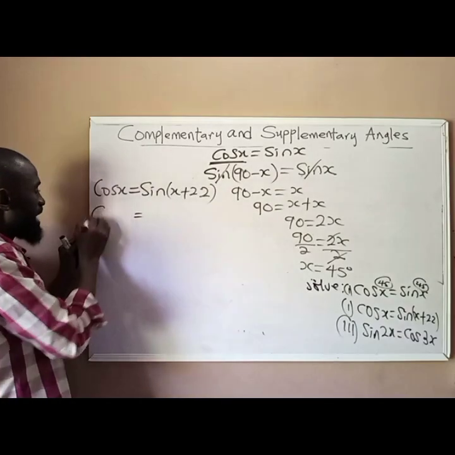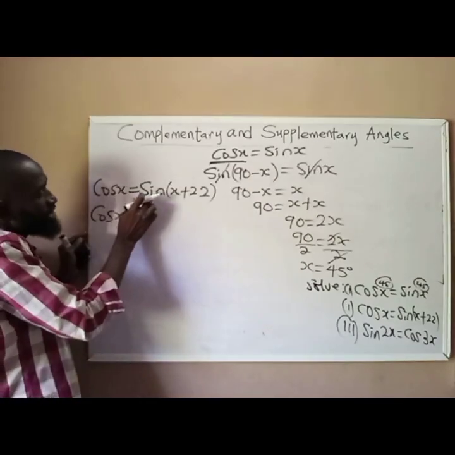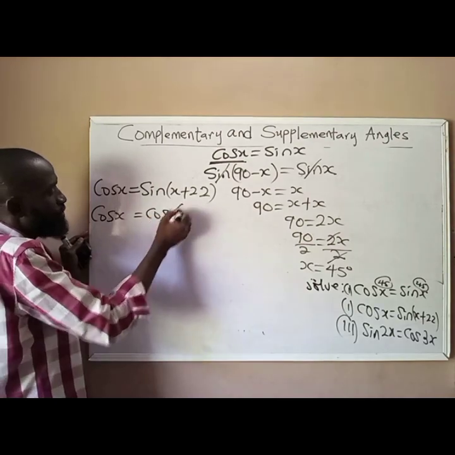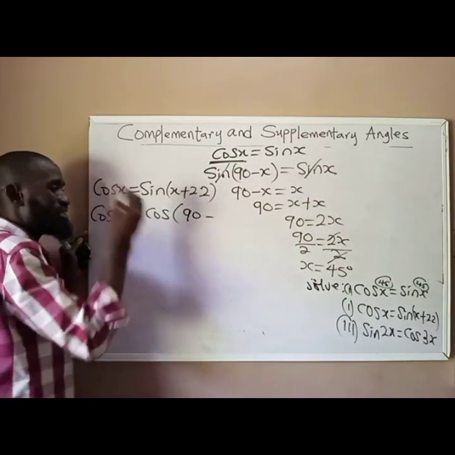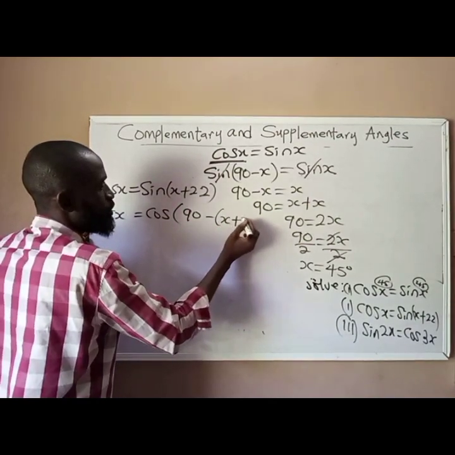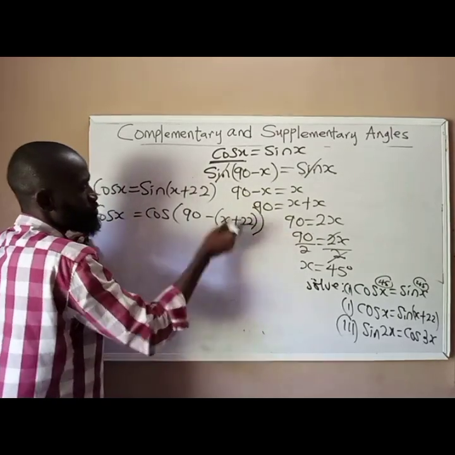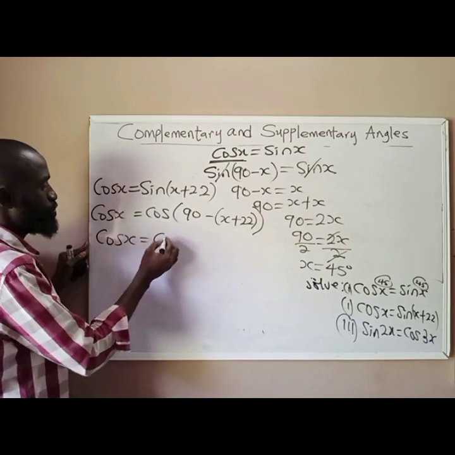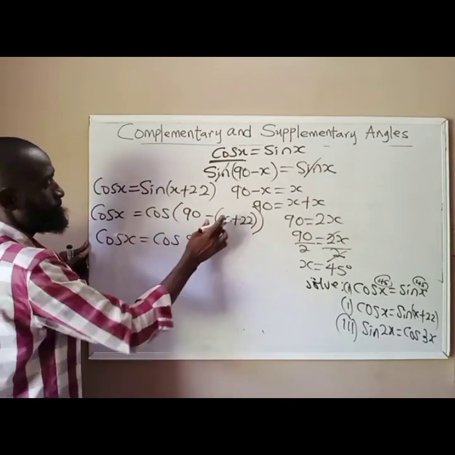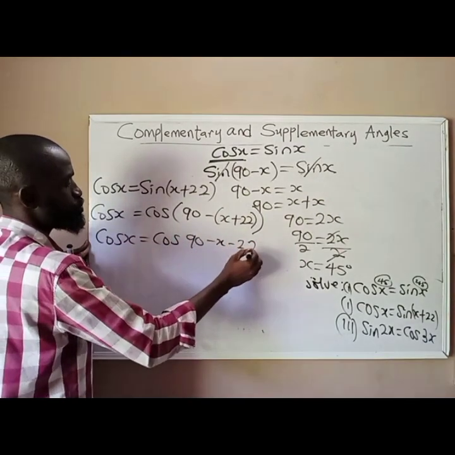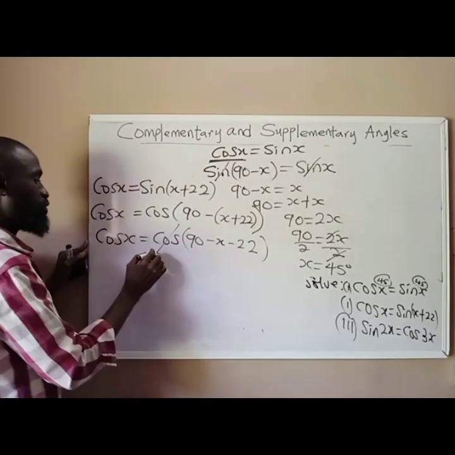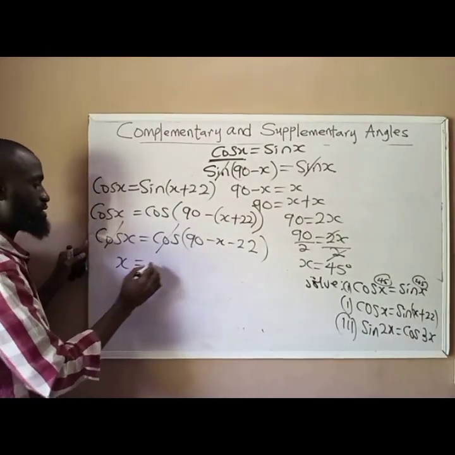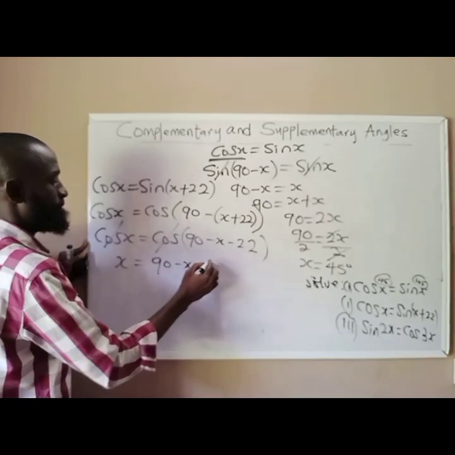I'm still having cos x here. I want to change this one to cos. It will now be cos of 90 minus that thing. Be very careful here: 90 minus x plus 22 in bracket. So we have cos of x is equal to cos of 90 minus x minus 22. This cos we cancel out this cos. We have x equals 90 minus x minus 22.